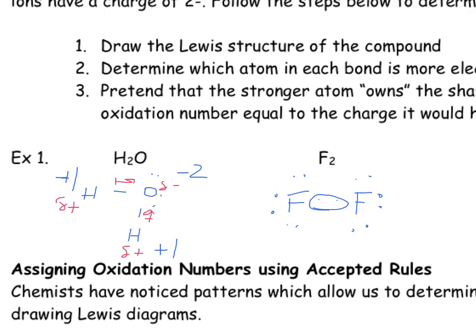Here's the Lewis diagram for F2. Because they have exactly the same electronegativity, they will not gain or lose an electron. Therefore, they will have an oxidation number of 0.